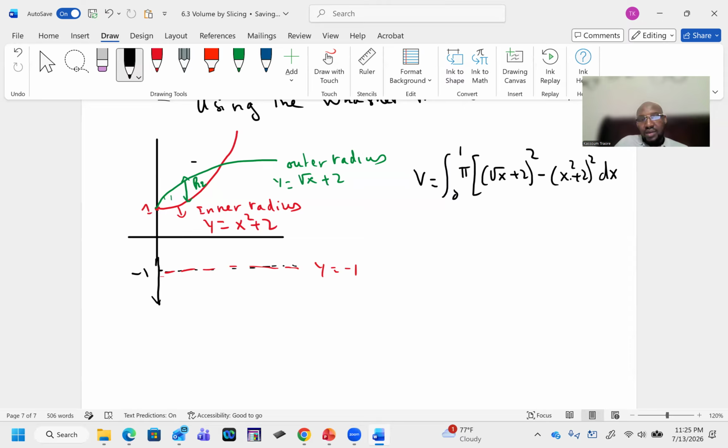So then our V will be, we can take pi out, 0 to 1. If you distribute this one, of course I will get x to the power of 4, but this negative will make it negative x to the power of 4. 4x squared, this will make it negative 4x squared.